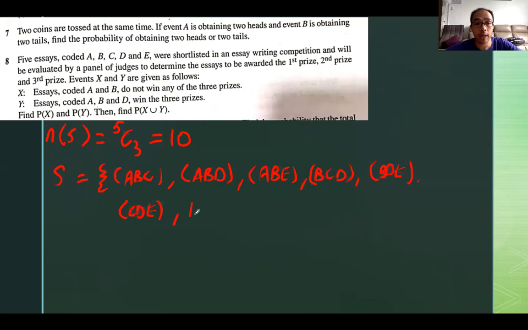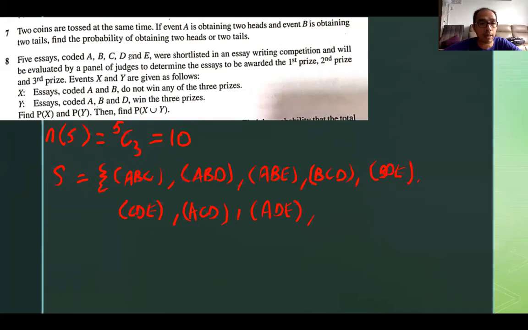Oh, I'm missing a few. A, C, D. A, D, E. Two more though. BCA is the same as ABC, because the arrangement doesn't matter. It doesn't say who has to win first or who has to win second. It says as long as there are 3, which makes our life easier. Imagine if they had to do some arrangement, there would be 60.